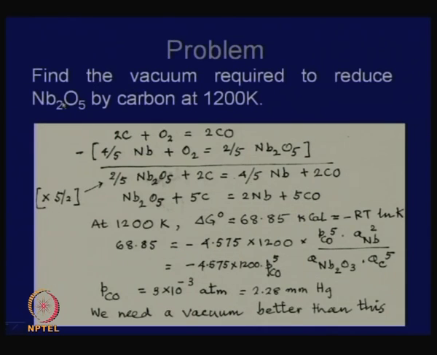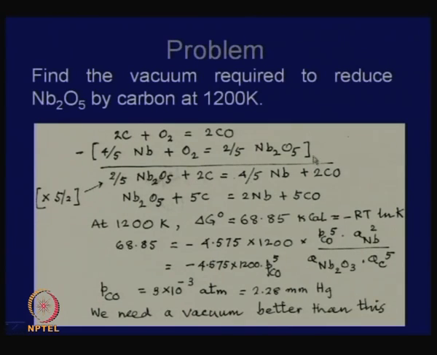Find the vacuum required to reduce Nb2O5 by carbon at 1200 degree K. Now, if you look at the Ellingham diagrams, this reaction, reduction of Nb2O5 by carbon, will need very high temperatures. Normally, in the Ellingham diagrams, where we are plotting standard free energies, for given values of partial pressure of CO, it will need high temperatures. But this reaction obviously can be sent forward if you find ways to reduce this carbon monoxide by applying vacuum.